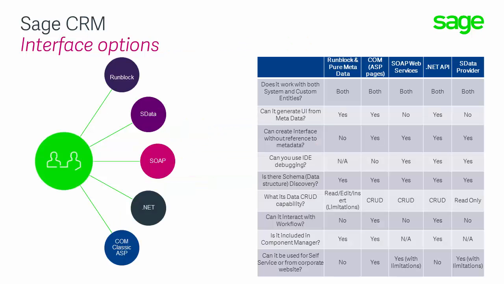So that represents the options that we have when working with Sage CRM. And the later aspects of these lessons will look in detail at each of the API choices that a developer can make.